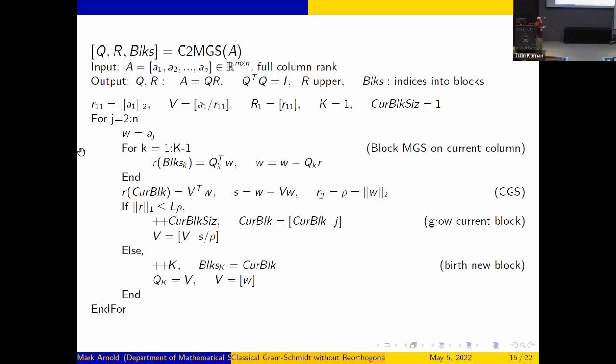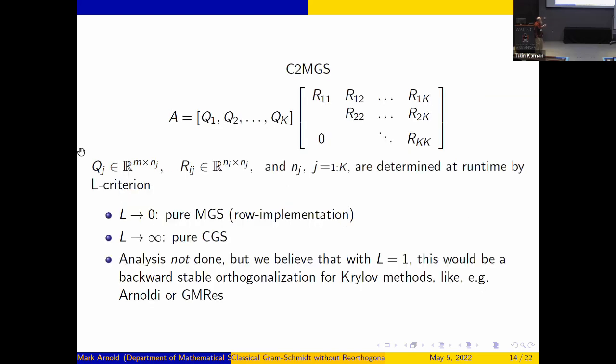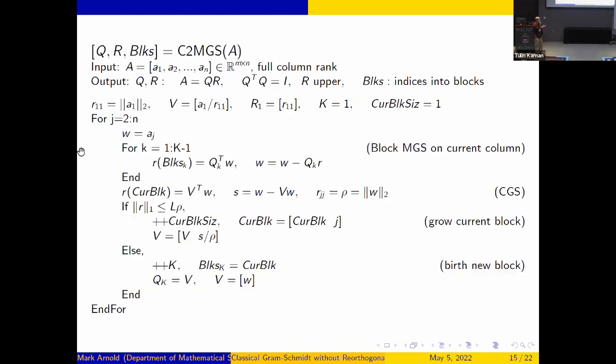Okay, so here is this description of how we get this block QR factorization. And I don't have a permutation this time. So this is just the first column of A, and I set the number of blocks to be 1, and the current block size is 1. And then we just process. This is a classical Gram-Schmidt step here, right? Instead of using S, I used a W.